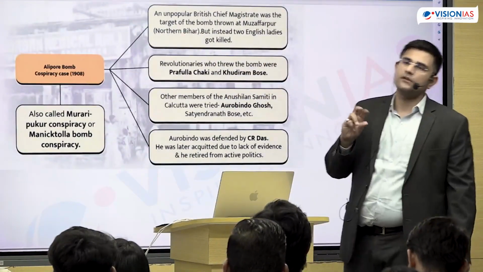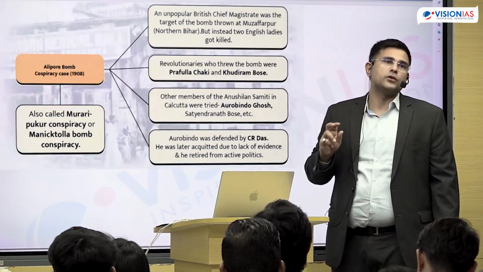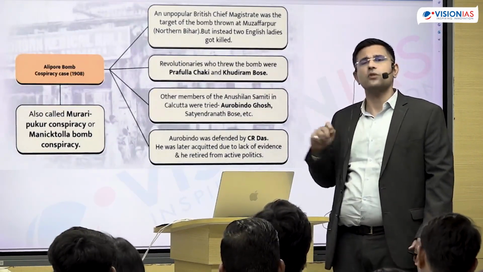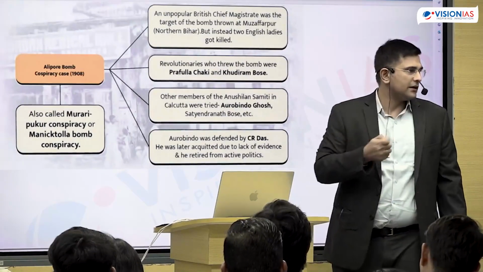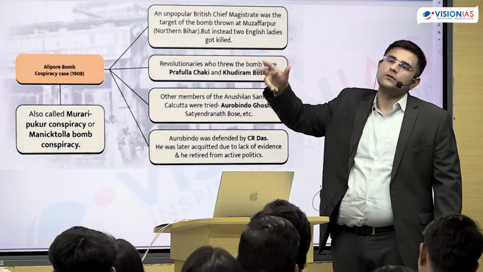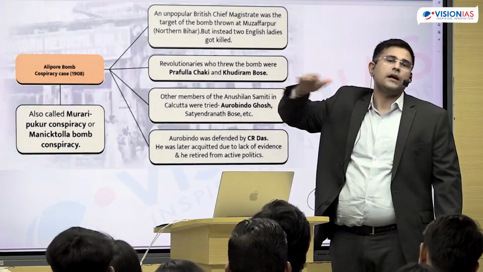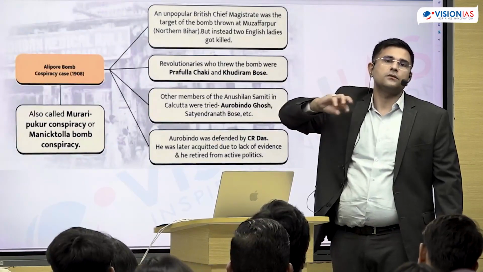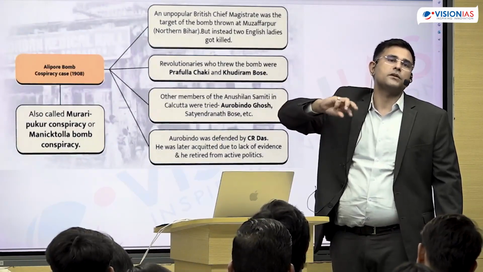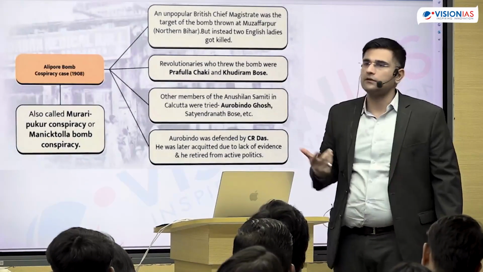His name was Magistrate Kingsford, right? So here Prafulla Chaki and Khudiram Bose, right? He used to give very harsh judgments to the leaders during the Swadeshi movement. Therefore a bomb was thrown, but sadly two innocent British women were killed, right? And Prafulla Chaki, some people say he was shot dead, some people say that he ate cyanide, and Khudiram Bose was later hanged. Right?